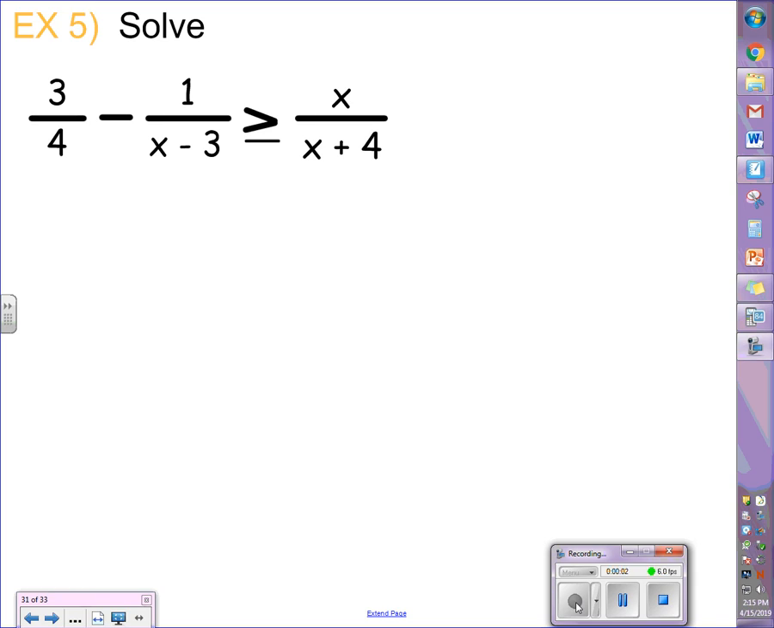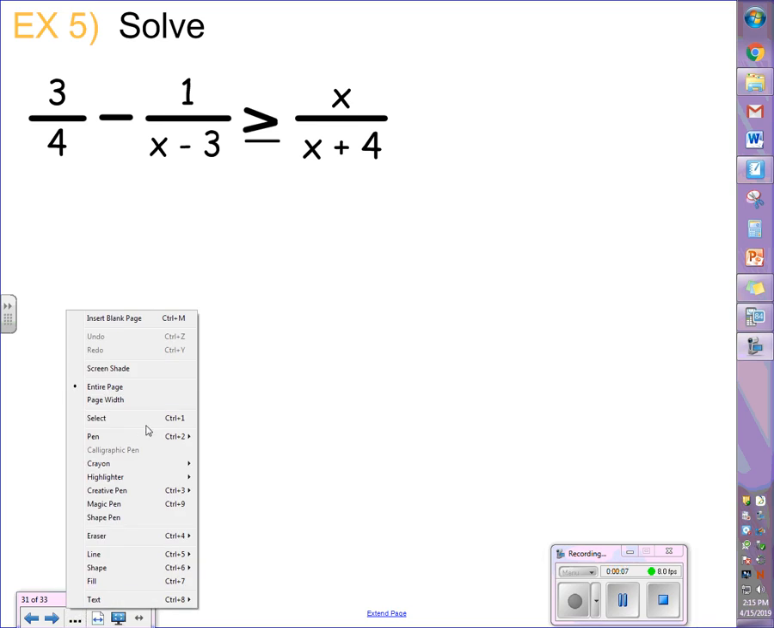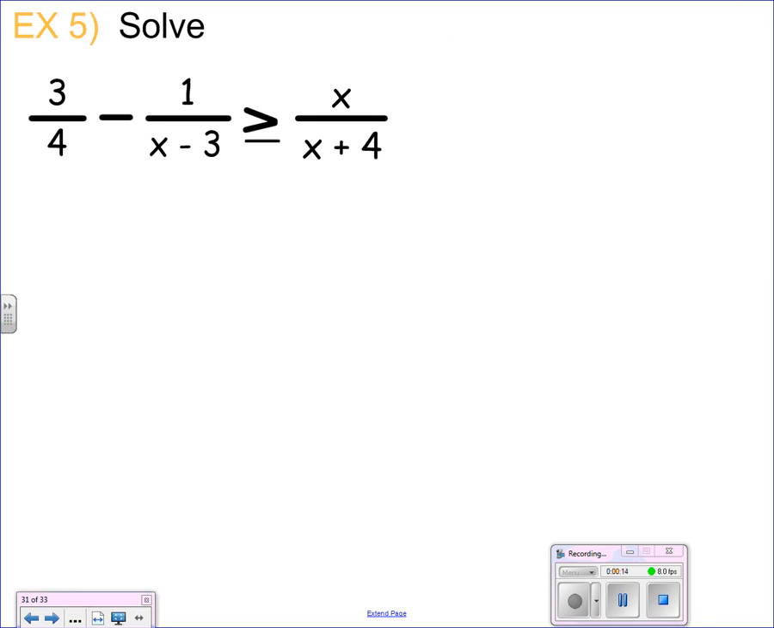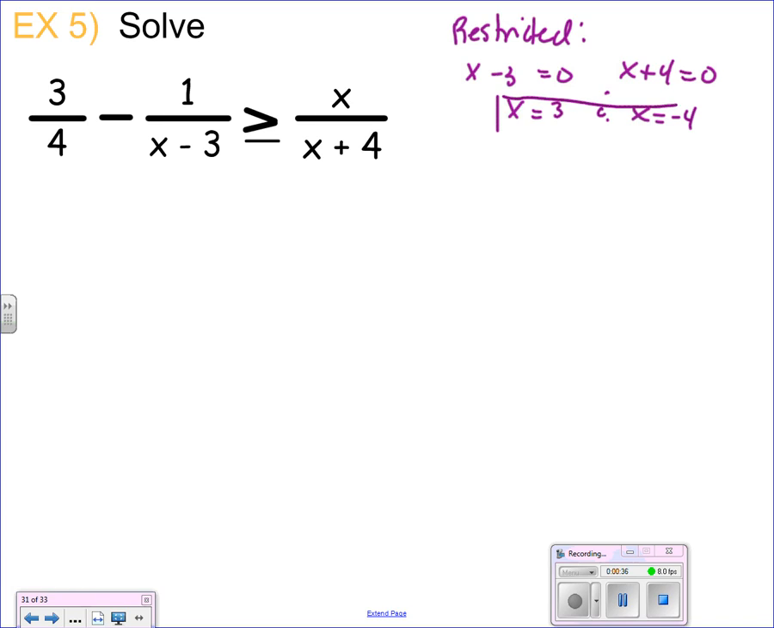Right, let's do this example. So the LCD, first, I'm sorry, find the restricted x values. So again, you take whatever x expressions we have in the denominator and set them equal to 0. So x is restricted at 3 and at -4. So keep those numbers in mind.